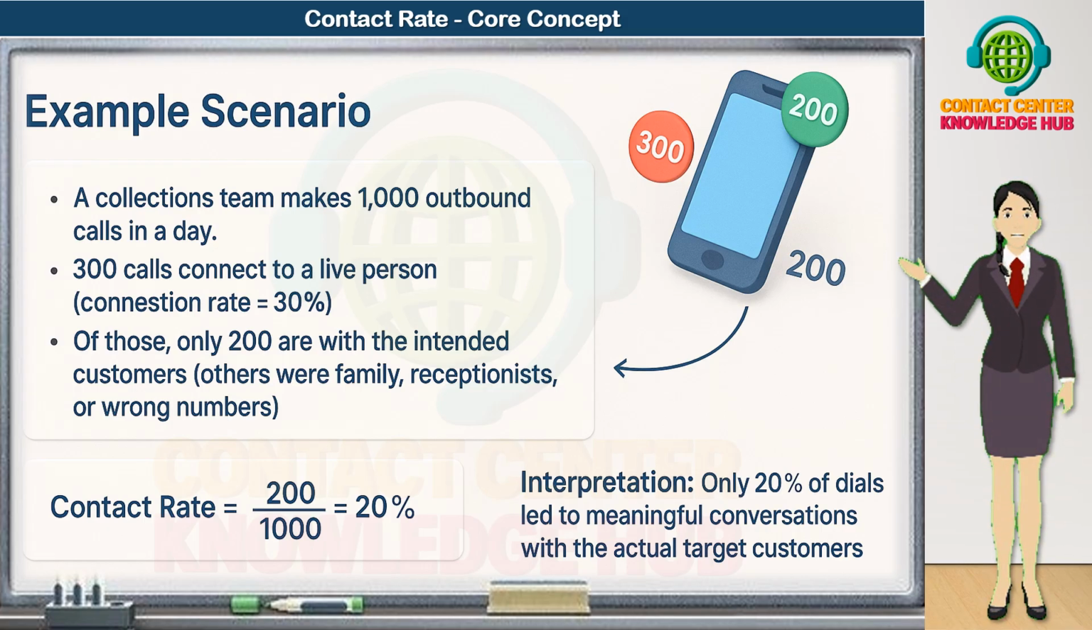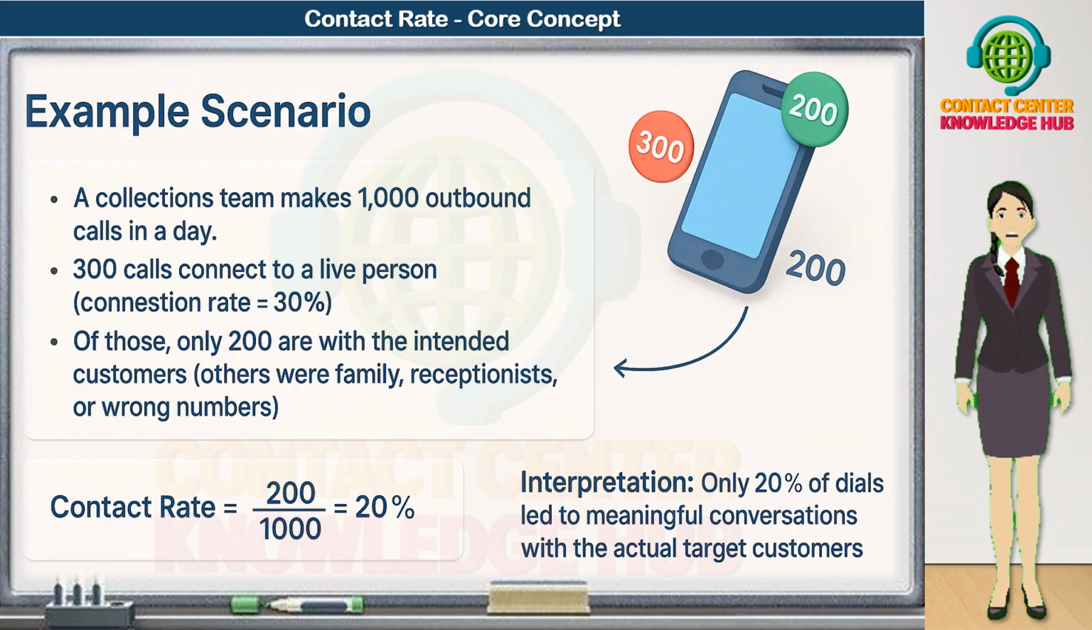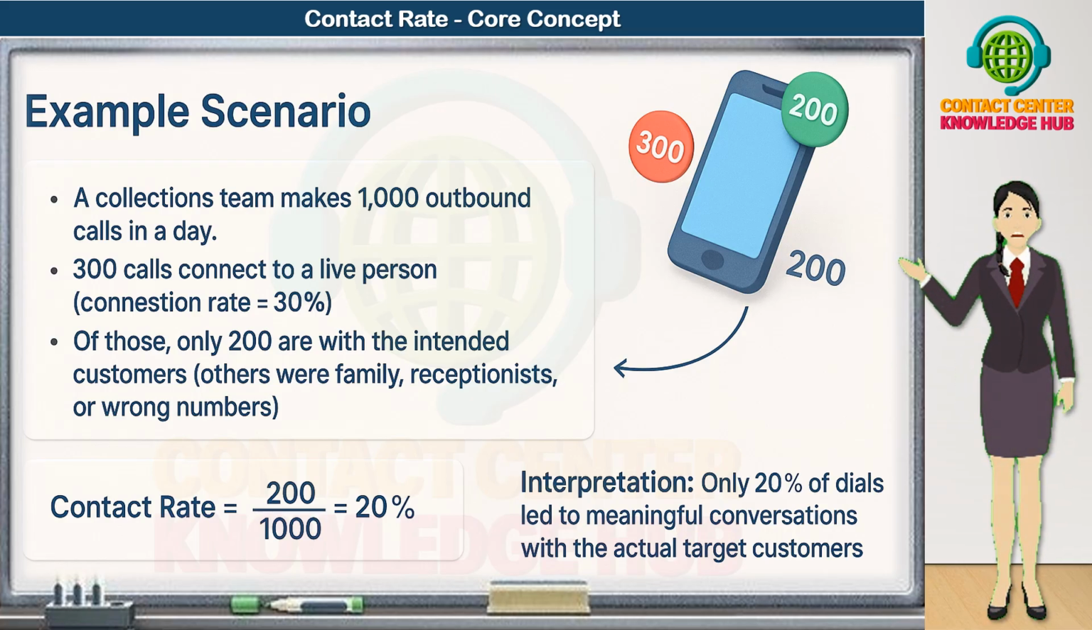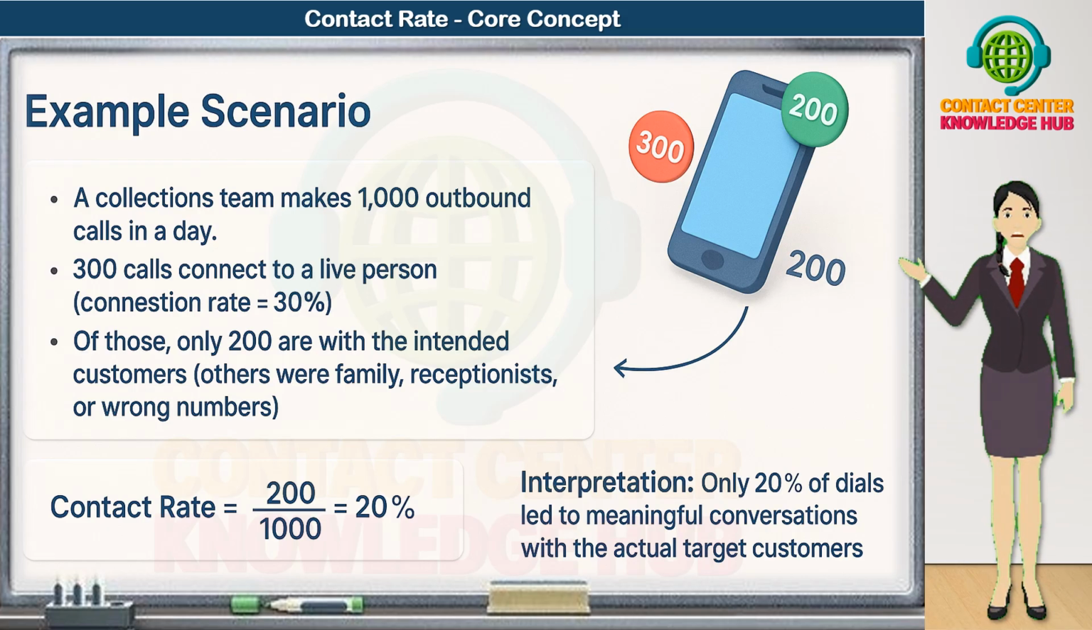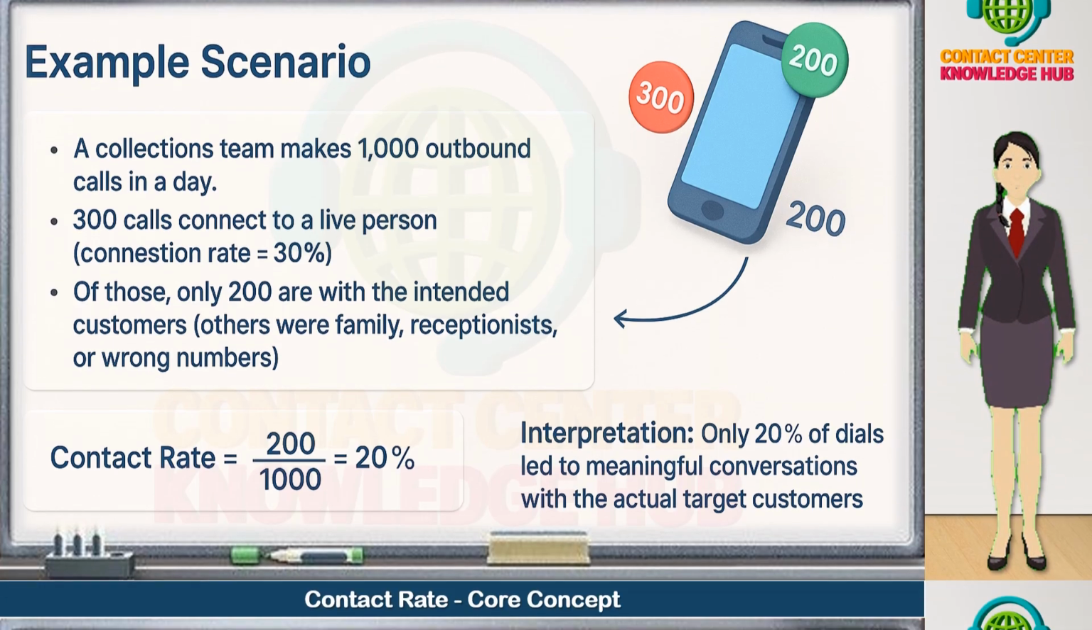Now, let's apply the formula. Contact rate equals right party contacts divided by total contact attempts multiplied by 100. So here, it's 200 divided by 1000 multiplied by 100, resulting in a 20% contact rate. Interpretation: only 20% of calls led to meaningful conversations with the intended customers, the ones who actually matter for payment commitments, sales conversions, or service resolutions. That's how contact rate helps you gauge the true effectiveness of your outreach efforts.